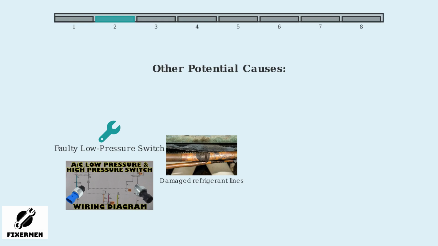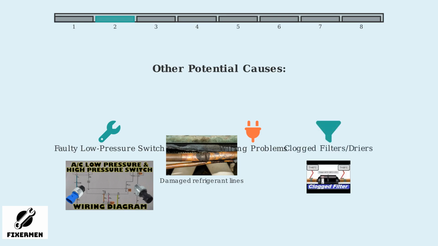The switch may fail to close properly when pressure is adequate, or it might be damaged from age or electrical issues. Wiring issues such as loose connections or damaged cables leading to the switch can prevent proper voltage from reaching the low-pressure switch. Clogged filters or refrigerant dryers can restrict refrigerant flow, leading to low pressure. These components trap moisture and debris, but when they become blocked, they impede the system's operation.